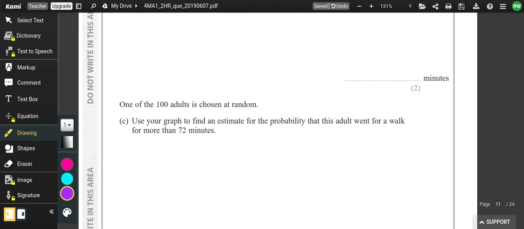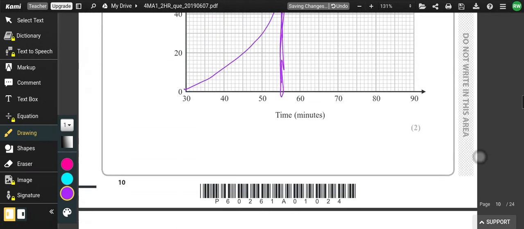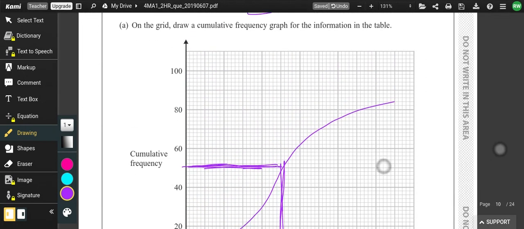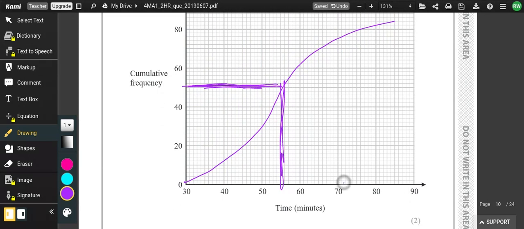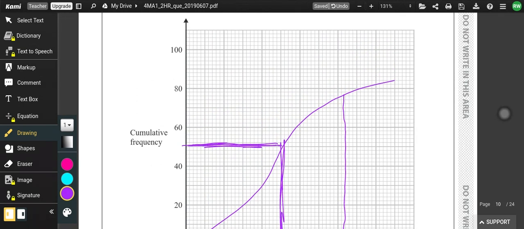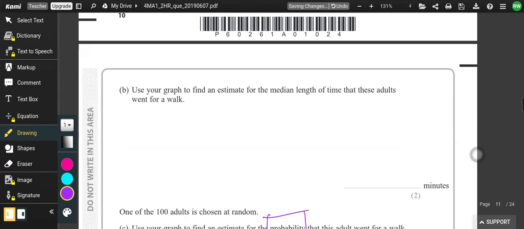Use your graph to find an estimate for the probability that this adult went for a walk for more than 72 minutes. So you're going to read off your graph at 72, do that properly with a ruler. It's actually a bit higher than this. I think they allowed you from about 84 to 86. Wait, sorry. It was about 84. About 84, 86, something like that.